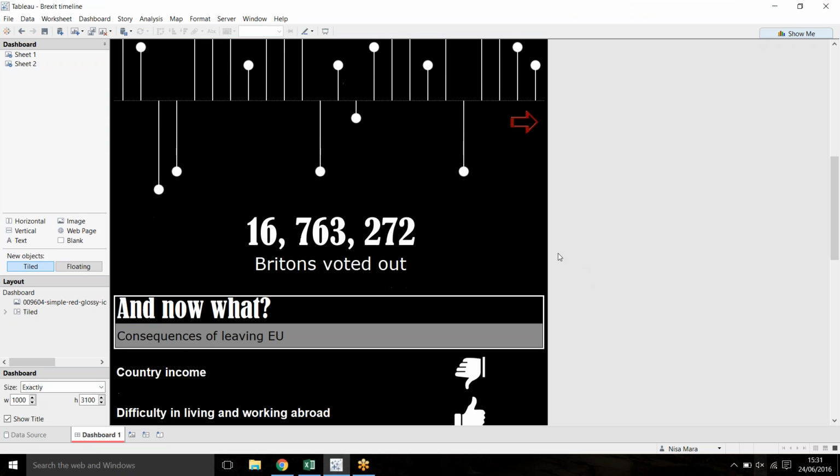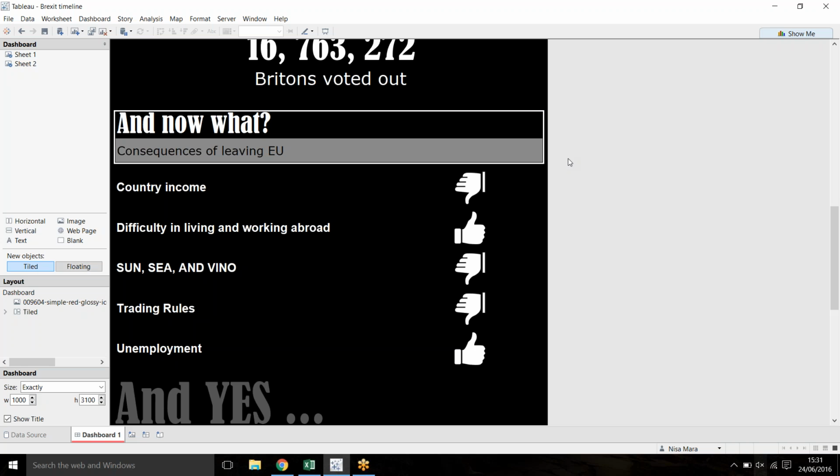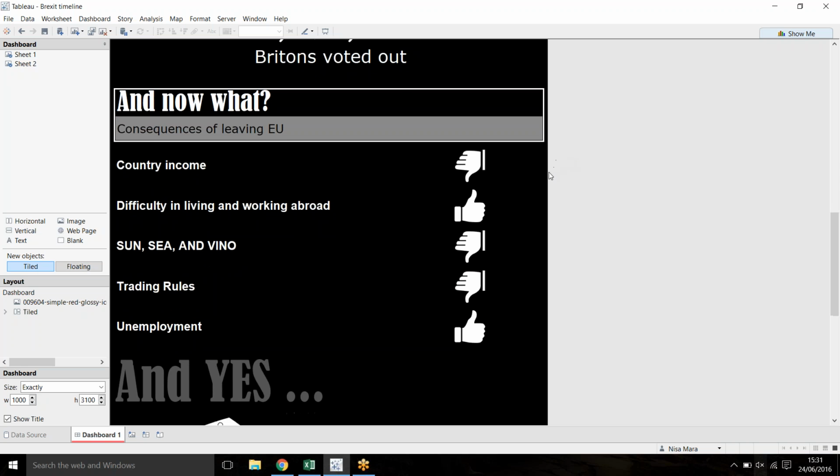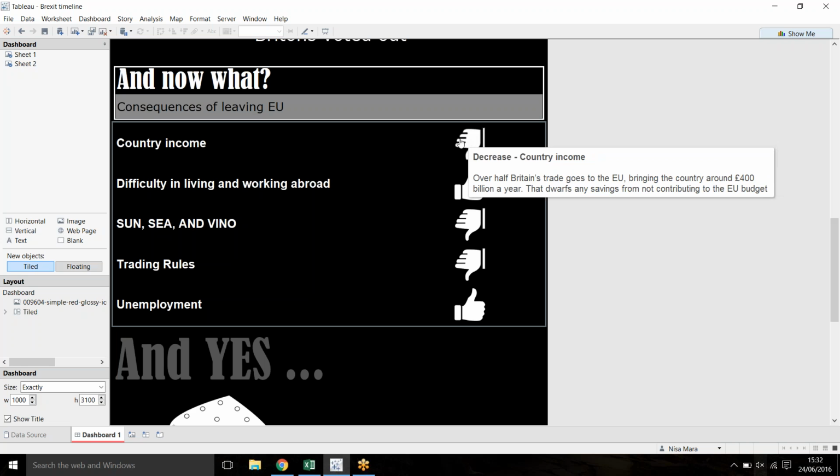Okay. So here we can see how many people voted out. And what happens now that the referendum was in favor of leaving the EU? Some of the consequences, we don't know entirely all of them, but the country's income will obviously decrease, because over half of Britain's trade goes to the EU, and it brings more than 400 billion a year, and that offsets the expenses that Britain has with the EU.